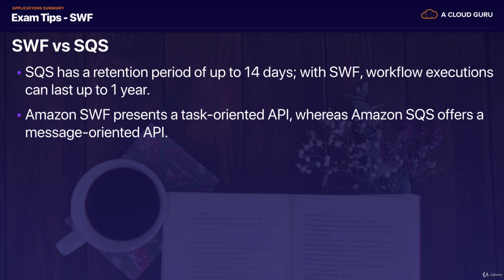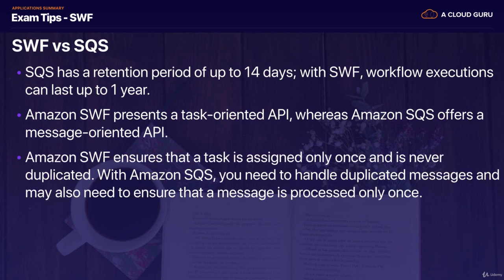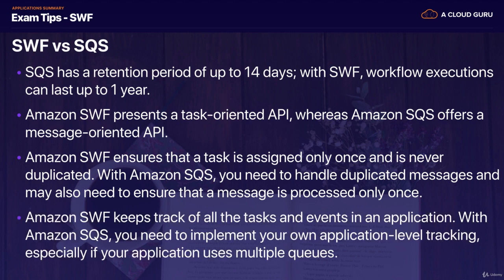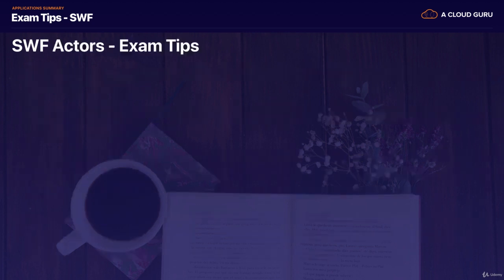If you've got a scenario-based question talking about a task-based structure and maybe it's got human workers, for example, then you want Simple Workflow. If you're talking about a message-based system, then you're going to go after SQS. SWF ensures that a task is assigned only once and is never duplicated. With SQS, you need to handle duplicated messages if you're using the standard one, if you're not using FIFO. You may also need to ensure that a message is processed only once. SWF keeps track of all tasks and events in an application. With SQS, you need to implement your own application-level tracking, especially if your application has multiple queues.